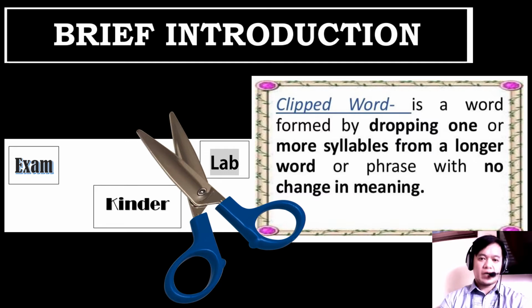We have here clip word. The definition of clip word is a word formed by dropping one or more syllables from a longer word or phrase with no change in meaning. For example, exam, kinder, lab. We have here the image of a scissor. Therefore, we tend to shorten the word examination to exam, kindergarten to kinder, laboratory to lab.